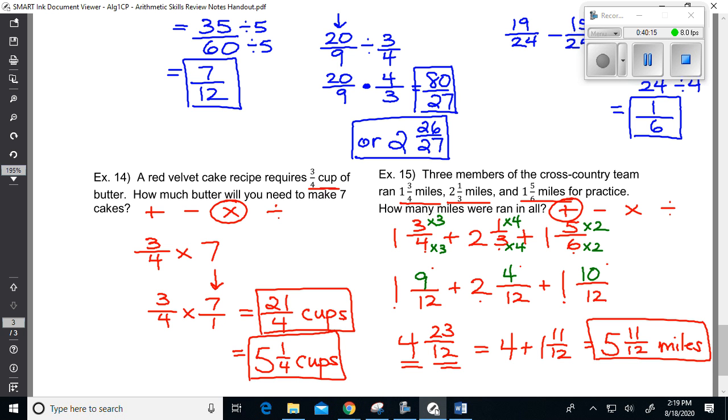Any questions on problem 15? Or any of the 11, 12, 13, 14, or 15?